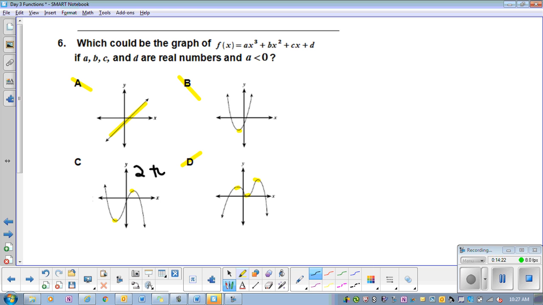But I'm going to tell you something else, okay? You know how it says a is less than 0? That means your beginning number is a negative number, right? So, since your beginning number is a negative, look at that right arm. Where's it going? Down. Okay, so that's something else I want you guys to keep in mind.